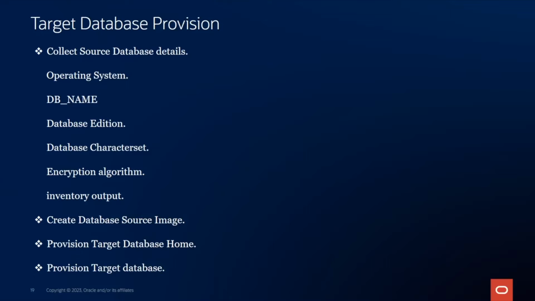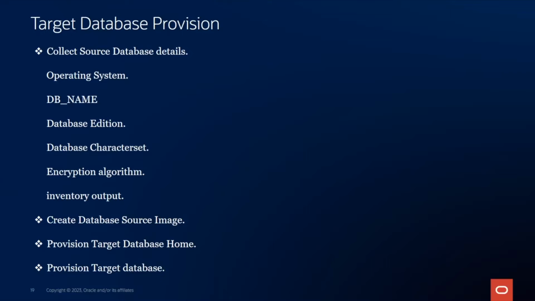So once these things are ready, the next step is we want to create an image. Why we are creating an image is, by default, if your source is on 19.16 and you want to spin up a target with 19.16, it is easy. You come to the cloud and then you create a database home or create a database directly. You can directly select 19.16.